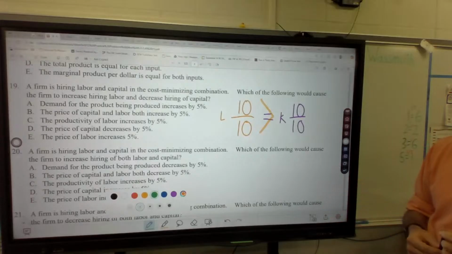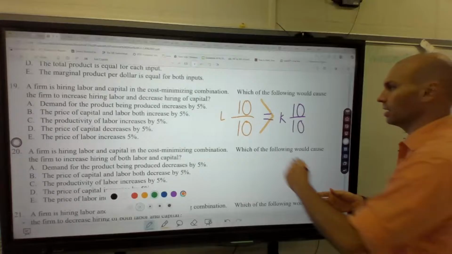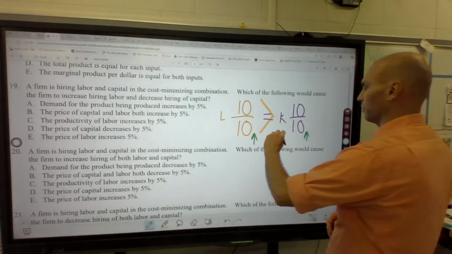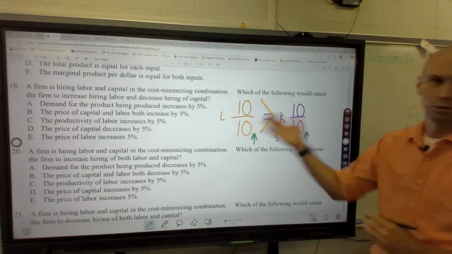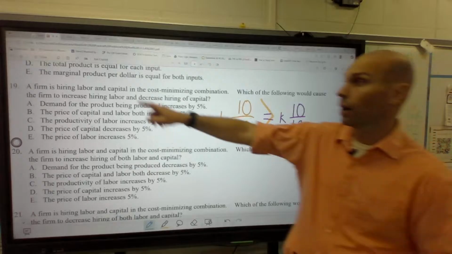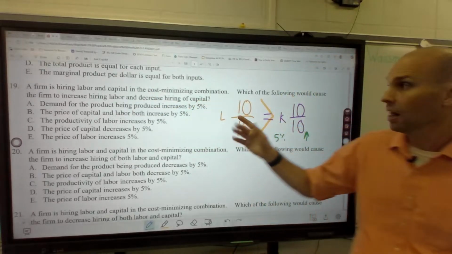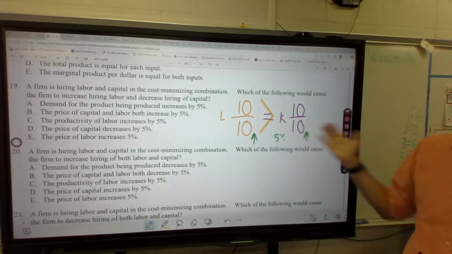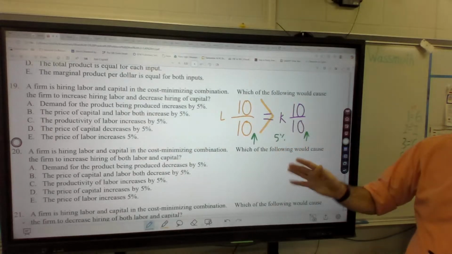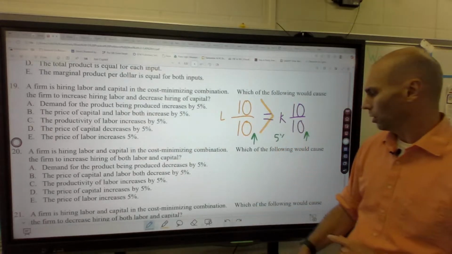All right, the price of capital and labor both increase by 5%. If the price of both increases by 5%, what does it do to the ratio? It's the same ratio. You'd want to employ less of both, but it's saying I want more labor and less capital. I need to make this imbalance. But if I change the price of both by the same amount, then you still can't balance.